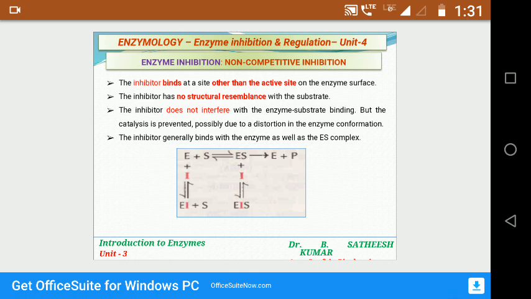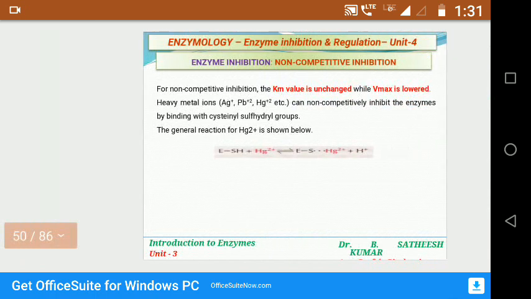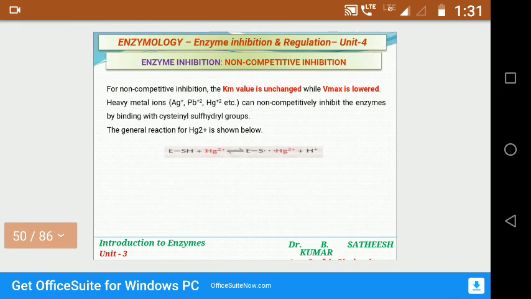It can bind either a free enzyme or the enzyme substrate complex also. It also binds by means of non-covalent interactions. There is no similarity between the substrate and the inhibitor. One of the best examples is mercury ions, which bind to sulfhydryl containing enzymes.